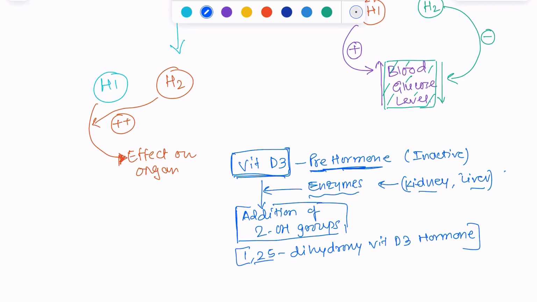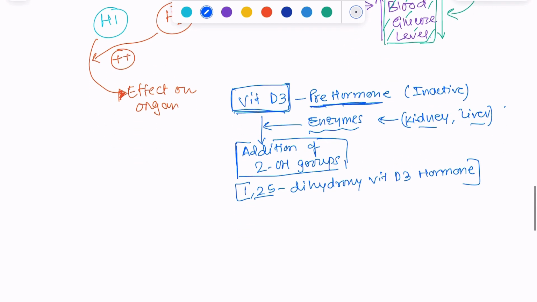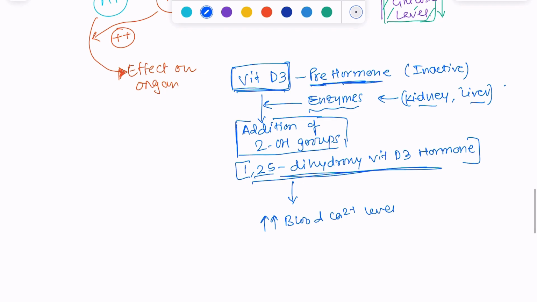This particular hormone can increase the blood calcium level. And there is another hormone called parathyroid hormone, or PTH, which has a permissive effect on the action of vitamin D3 because it can stimulate the production of the hydroxylating enzymes from the kidney and liver.